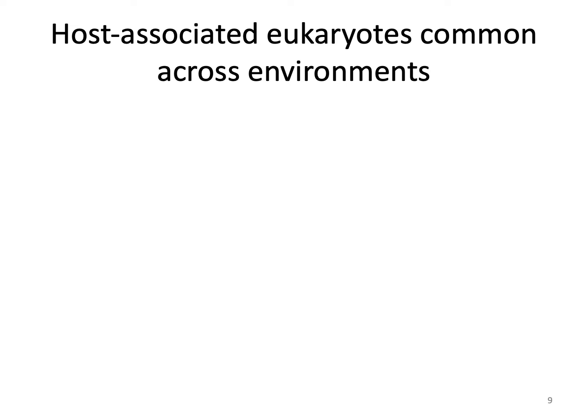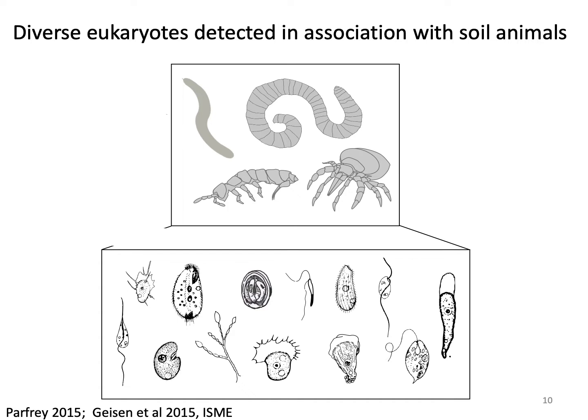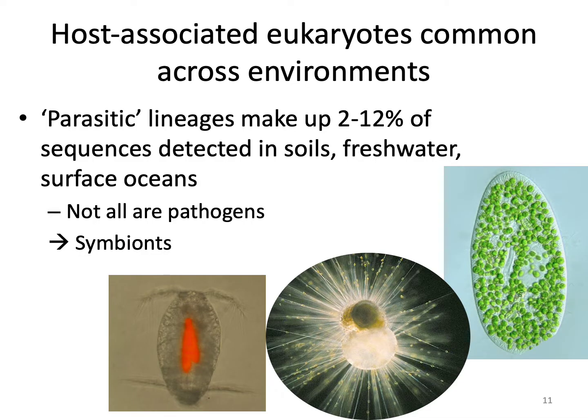Host-associated eukaryotes are common across the tree of life. Eukaryotes have been detected in association with soil animals. This is an image of a commentary I wrote for a paper by Geisen et al. in 2015, showing that there are many different eukaryotes associated with creatures in the soil. And so-called parasitic lineages make up 2 to 12% of all sequences detected in soils, freshwater, and surface oceans in recent papers. But they're not all pathogens, and I'd argue we should call them symbionts in recognition of the fact that we don't know how they influence the host in many cases.